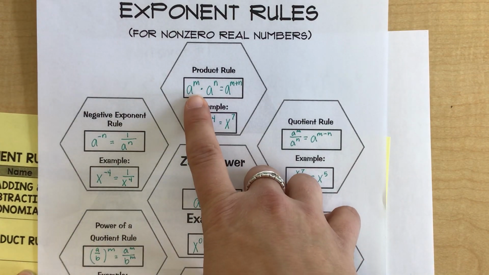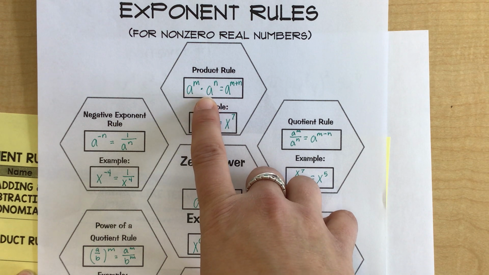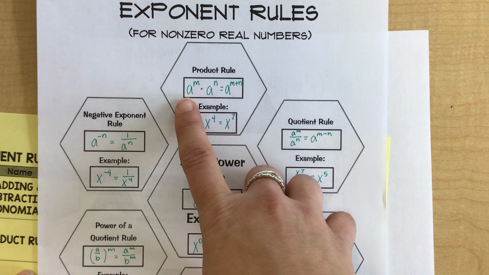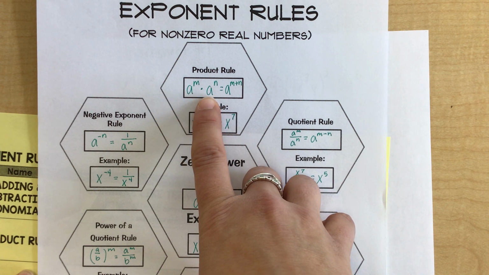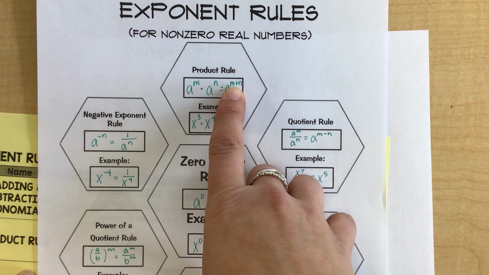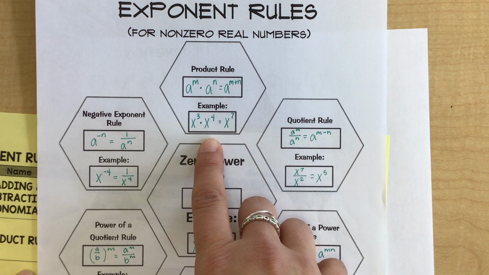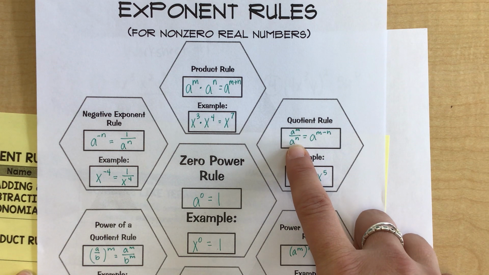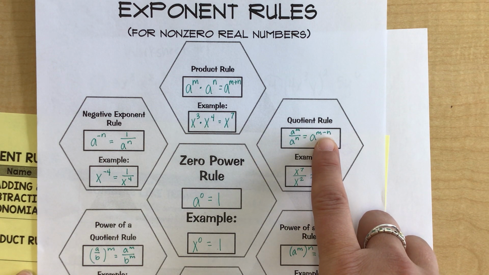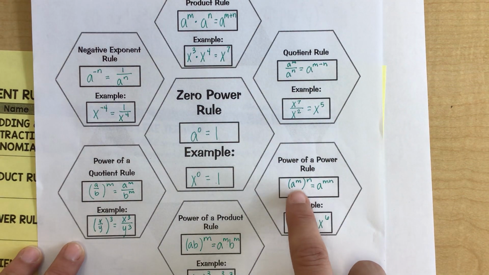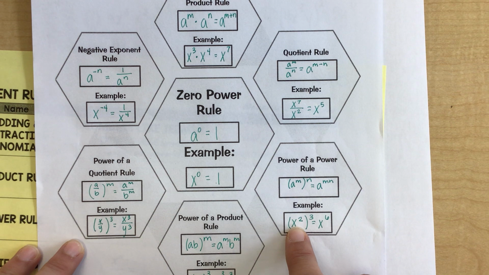So when we're multiplying two terms, notice they both have a, meaning they both have the same base. When you're multiplying, you actually add the exponents. So here's an example. When we divide, again, they both have the same base. We actually subtract the exponents. When we take a power to a power, so I have a to the m, or for example, x squared, and I'm raising it to the third power. So power to a power, we multiply.